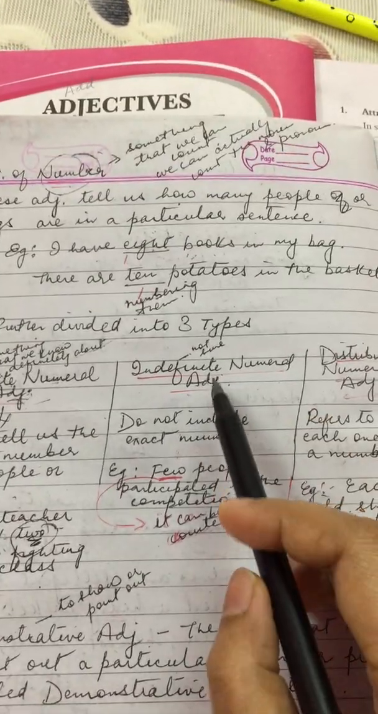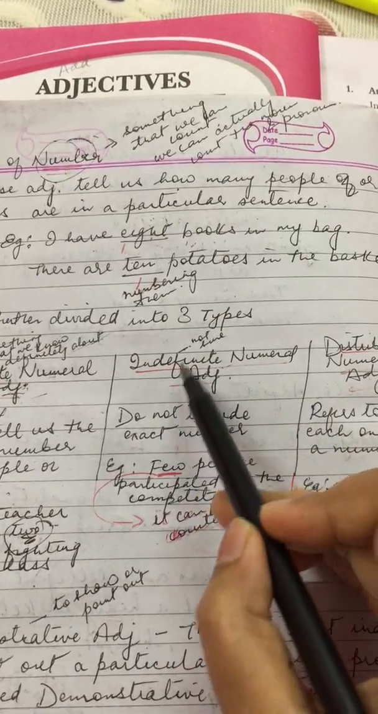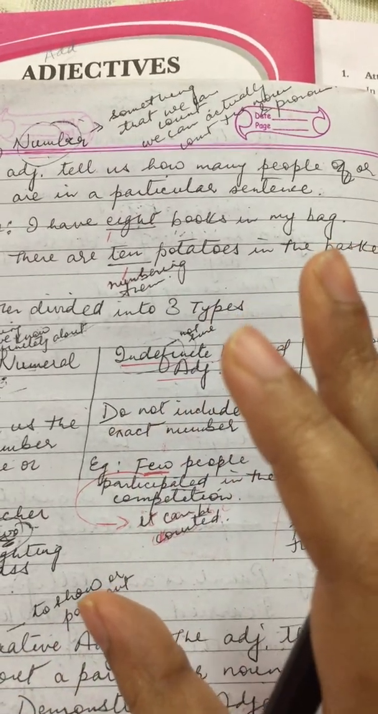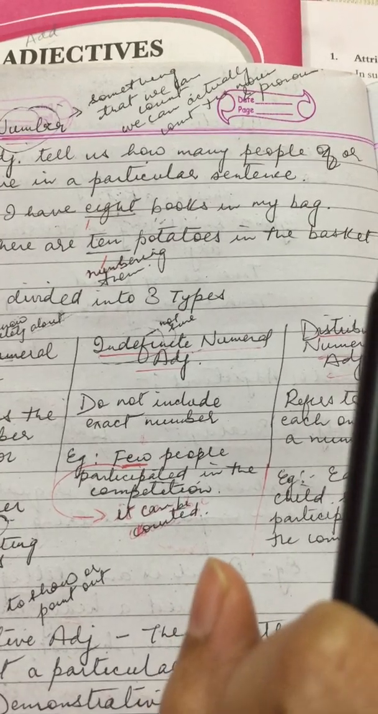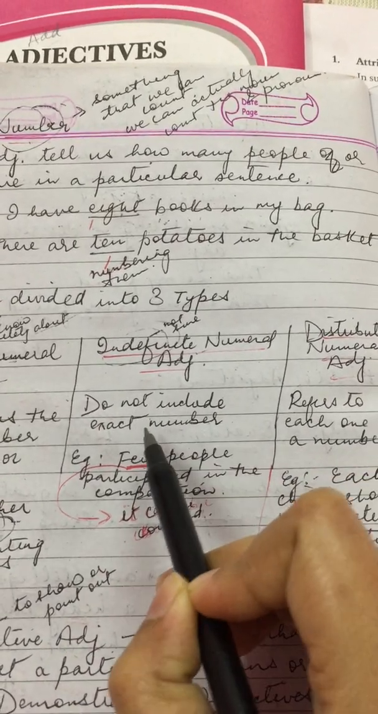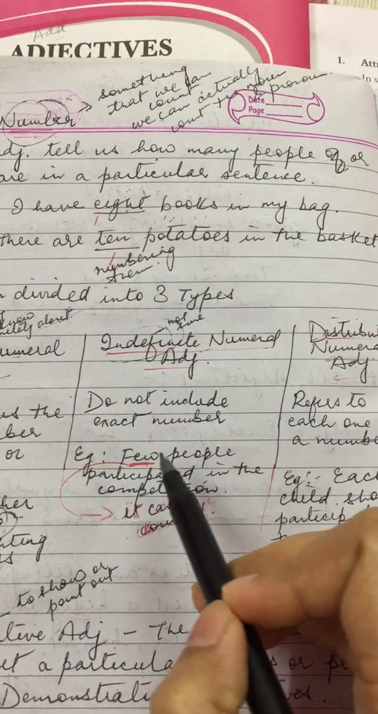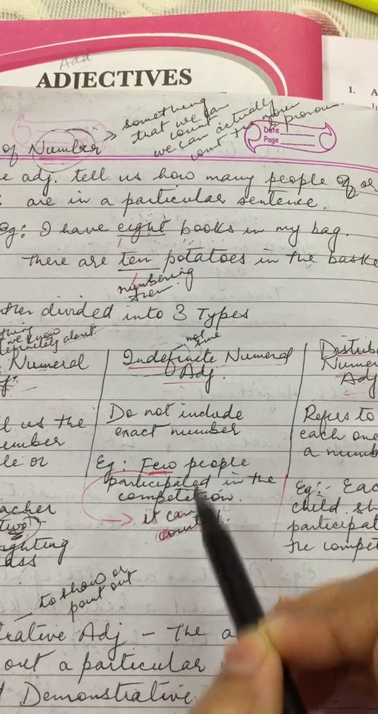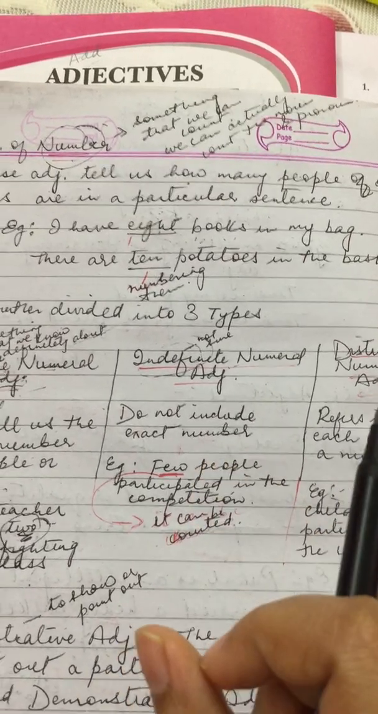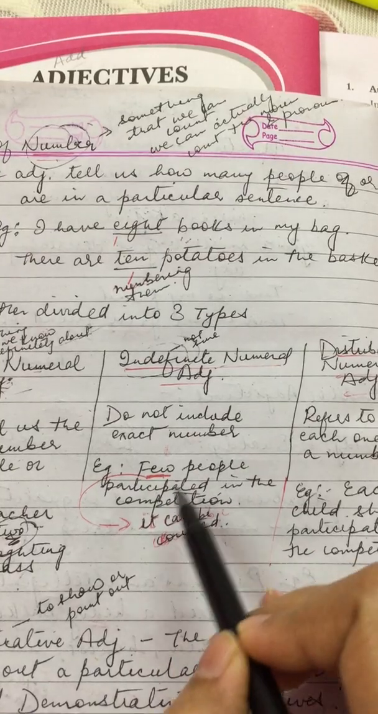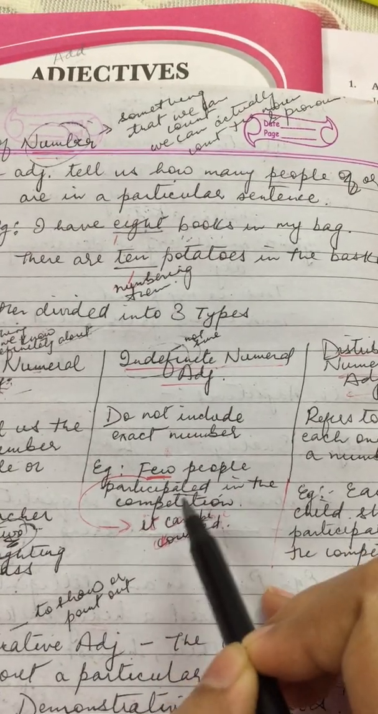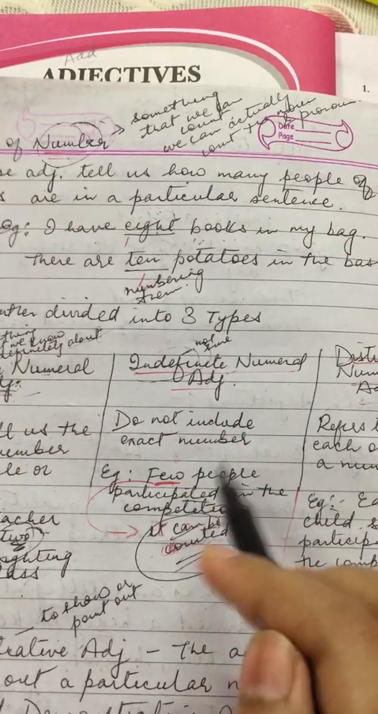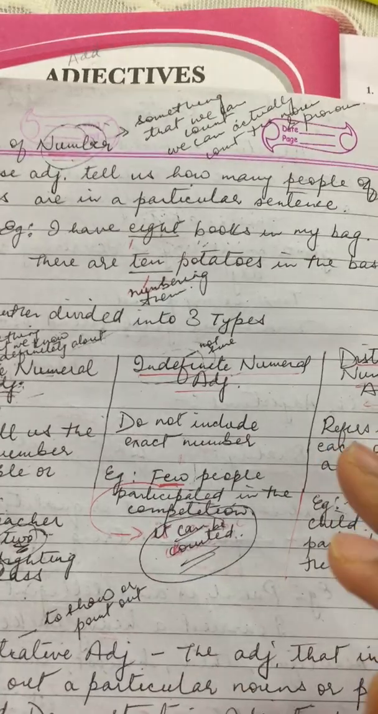Next is indefinite numeral adjective. Indefinite means somewhere you are not very sure. Somewhere you are not able to count the number of things or persons. It does not include exact number. Example, few people participated in the competition. Few people, very few people, less number. Here you are not giving the exact number, but still you are able to count it. Remember it, you can count it, but here it is indefinite.